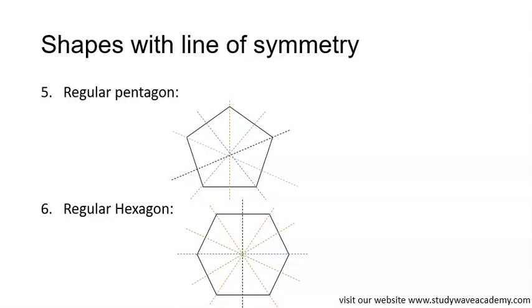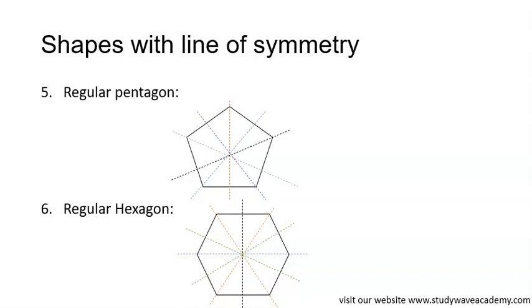So objects or shapes that have lines of symmetry are called symmetrical shapes. There are some shapes that don't have a line of symmetry. Those are irregular shapes, because if you divide them with a symmetry line, they won't have identical parts. They won't have equal parts, okay? So objects or shapes that have lines of symmetry are called symmetrical shapes.